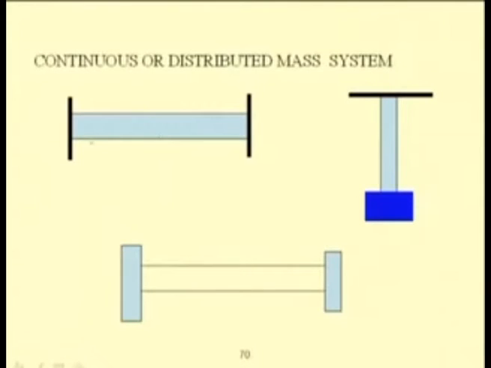Mode shapes represent the variation of vibration of different points along the length of the beam at a particular instant of time. One can also have different boundary conditions in this case. For example, the beam can be considered as a fixed beam, a simply supported beam, or a cantilever beam.